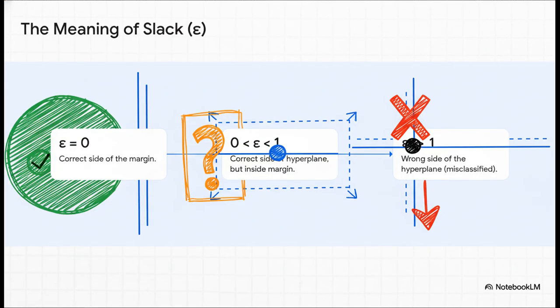What's really cool is how this slack variable gives us a status report for every single point. If epsilon is 0, the point is behaving perfectly. It's on the right side and outside the margin. If it's between 0 and 1, the point is still on the right team, but it's stepping into that street or margin. And if epsilon is greater than 1, well, that point has gone all the way to the wrong side of the line. It's misclassified.